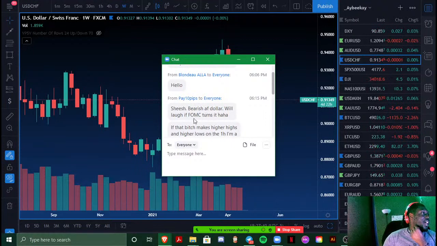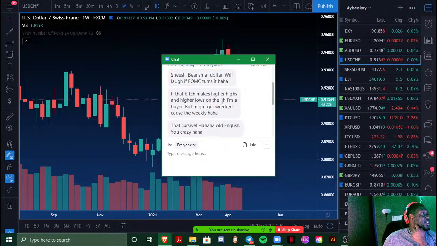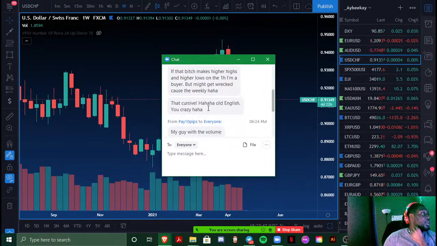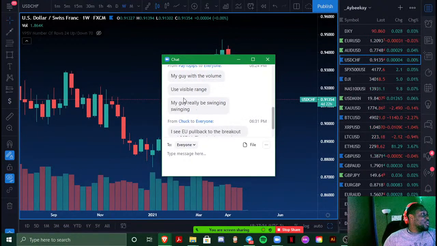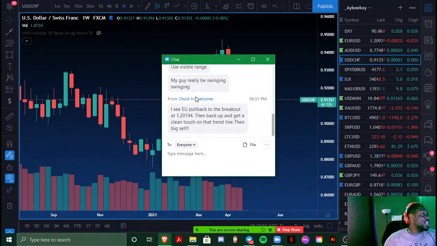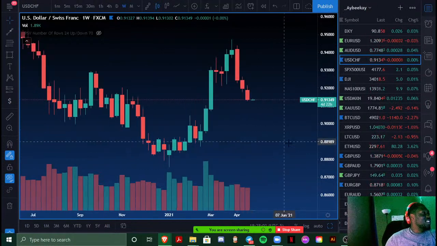Yeah, I think FOMC is gonna turn around. That between higher highs and higher lows on the 1 hour. I'm a buyer, but might get wrecked because the weekly. Yep, that's cursive. Haha. My guy with the volume, use visible range. My guy really be swinging. Yep, I see EU pull back to the breakout, then back up and get a clean touch on that trend line, then big sell. All right, yeah, I can definitely see that.